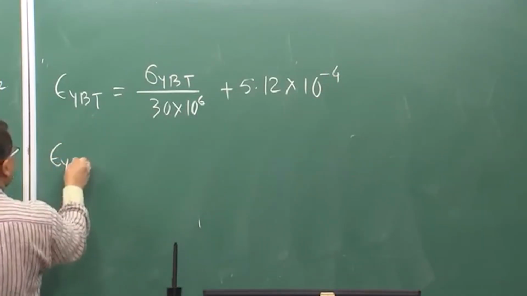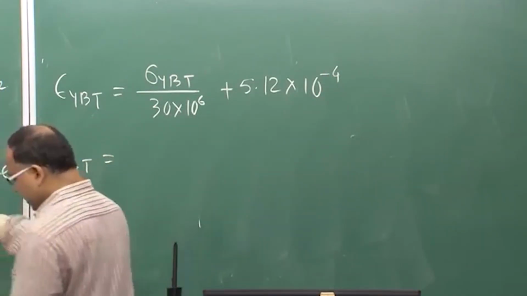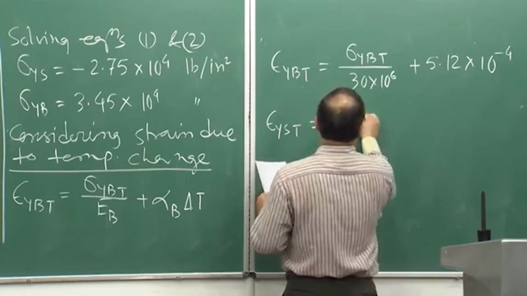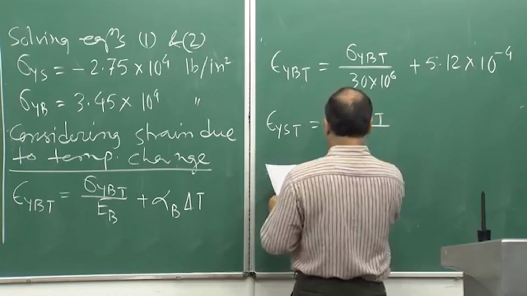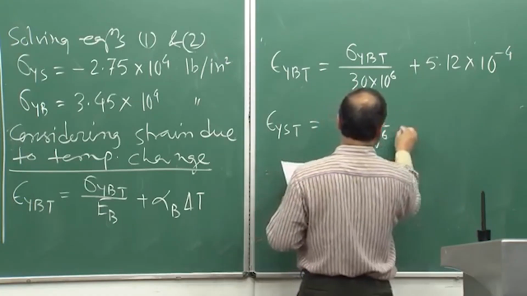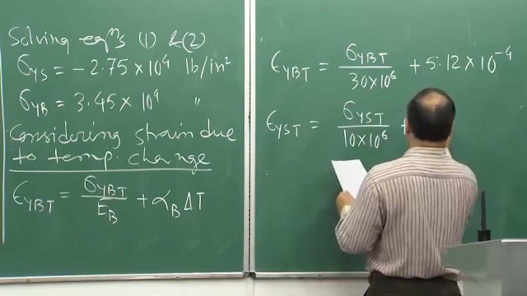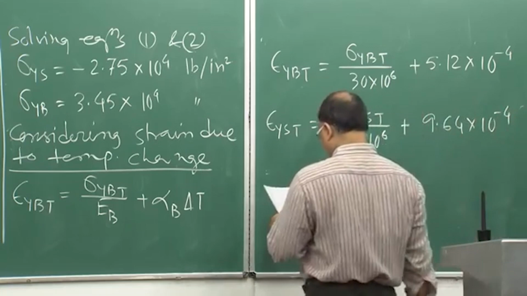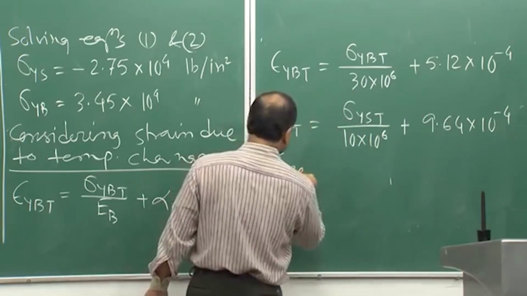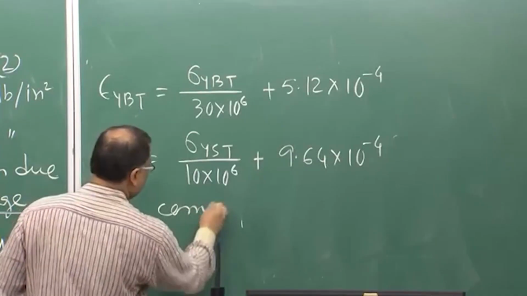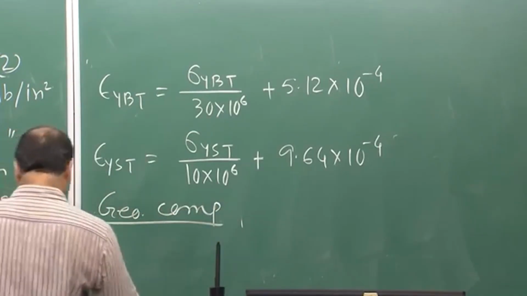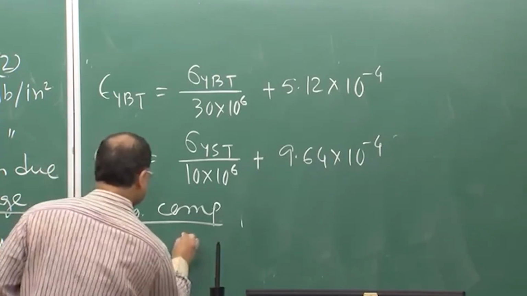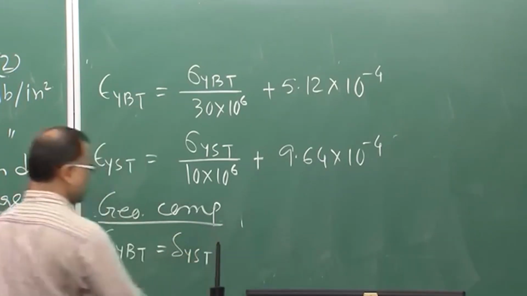Similarly, epsilon y s t, in a similar fashion, if you put all the things, you will be getting sigma y s t by 10 into 10 to the power 6 plus 9.64 into 10 to the power minus 4. Now, your geometric compatibility says that delta y b t is nothing but delta y s t.